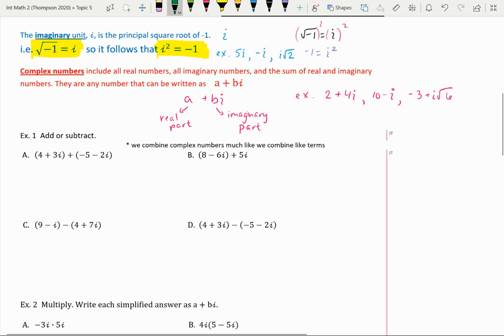Okay. So example 1 is to add or subtract. So what I have here in problem A is an addition problem. I have a complex number plus a complex number. So for all of these, whenever I have a symbol, like an addition or subtraction symbol in between sets of numbers, I'm going to rewrite it without any parentheses. So the first thing I'm going to do here is rewrite this as 4 plus 3i. And then because this is a plus sign, it's not going to change any of my signs in the next set. So this would be plus negative 5 and minus 2i. I'm just going to rewrite it without parentheses.